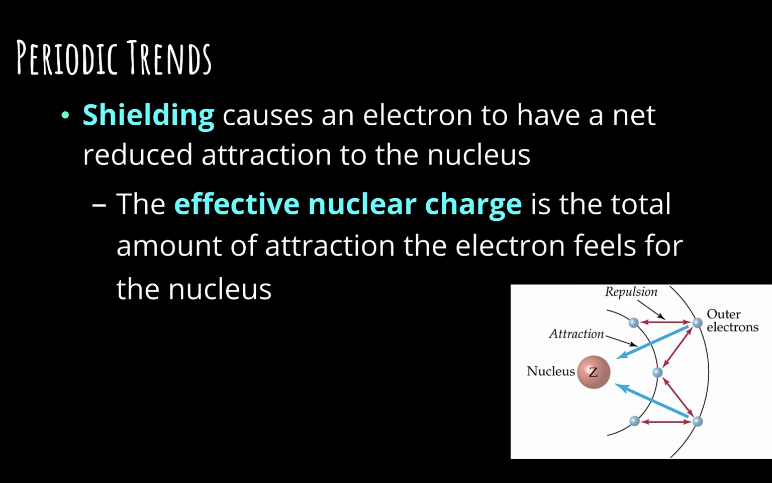The effective nuclear charge is a term that we use to describe the total amount of attraction that an electron feels for the positive charge of the nucleus. Shielding can reduce the effective nuclear charge because there's less of an attraction. So the more shielding there is, the lower the effective nuclear charge.